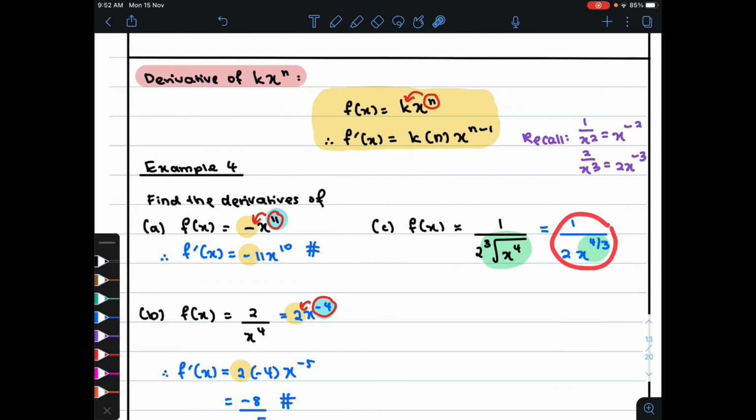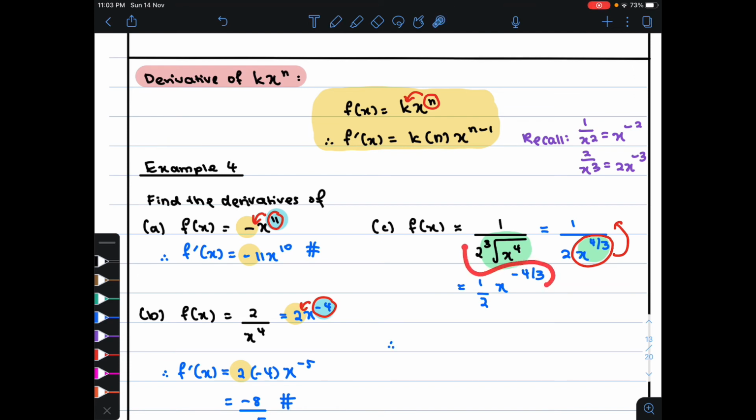This is still f(x). We haven't found f prime x yet. This can actually be rewritten in the form of kx to the power of n. So, k is the constant. If you look at this expression here, the constant is 1 over 2. So this x should be rearranged to get it in the form of x^n. So this is actually 1 over 2 x to the power of negative 4 over 3. So now we can differentiate.